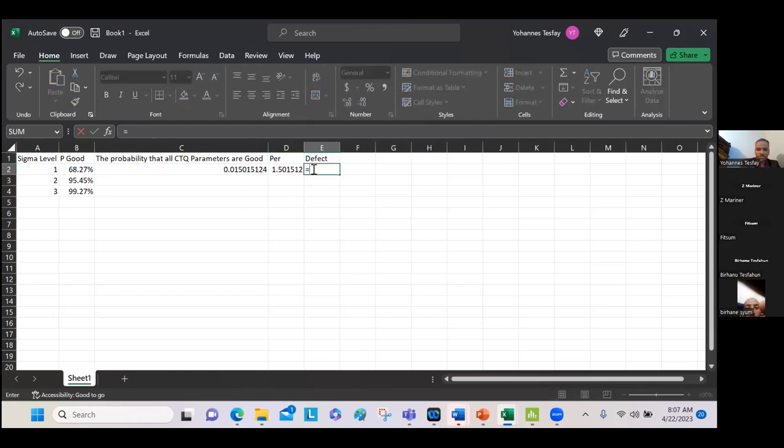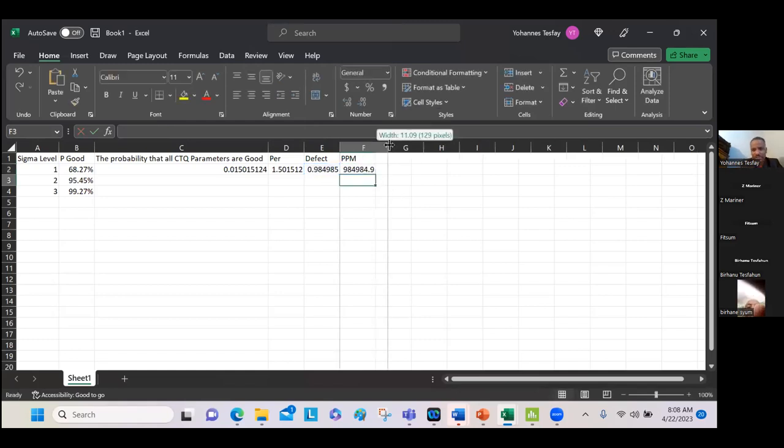Defect is equal to 1 minus this, isn't it? This is defect. What about ppm? ppm is parts per million, and this is equal to this one times 1 million. Yeah, 1 million. You see, just like this.